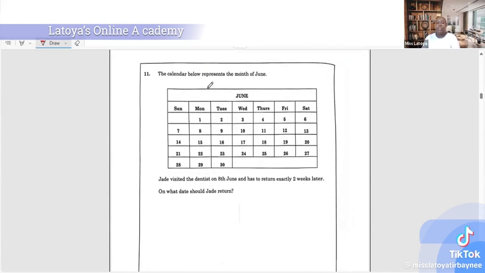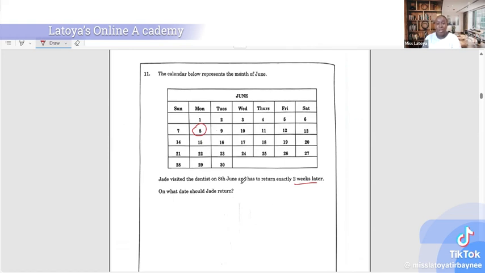Question 11. The calendar below represents the month of June. Jade visited the dentist on the 8th of June. Let's highlight that. And has to return exactly 2 weeks later. How many days are there in 1 week? 7. 2 weeks will be 14. All we would need to do is add 14 to 8 and we'll get 22.